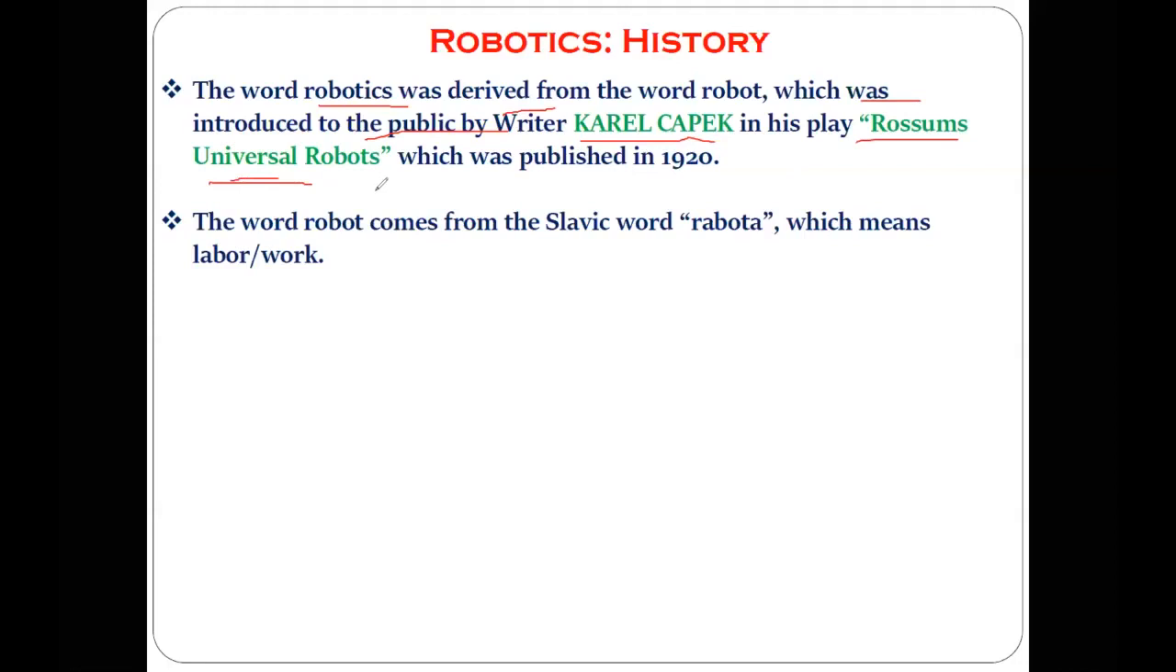Playwright, Natak likhne wala. Okay, so the word robotics was actually taken from the word robot. In the 1920s, the playwright Karel Capek, in his play named Rossum's Universal Robots, first mentioned the word robot.